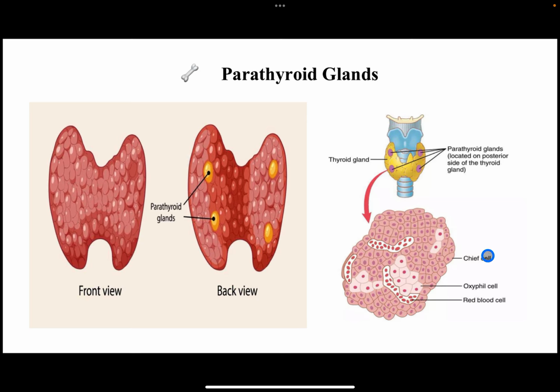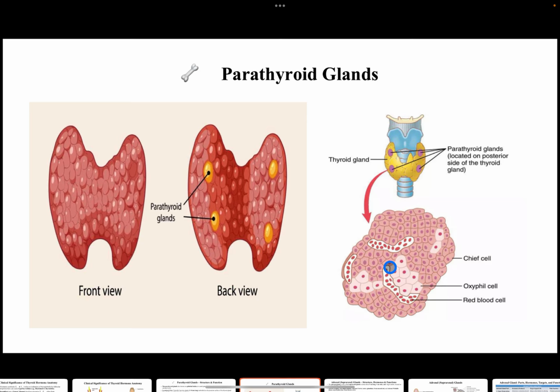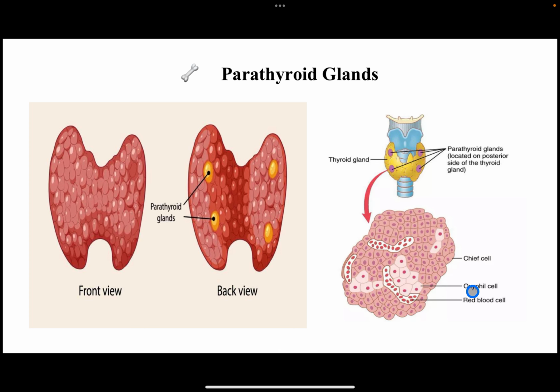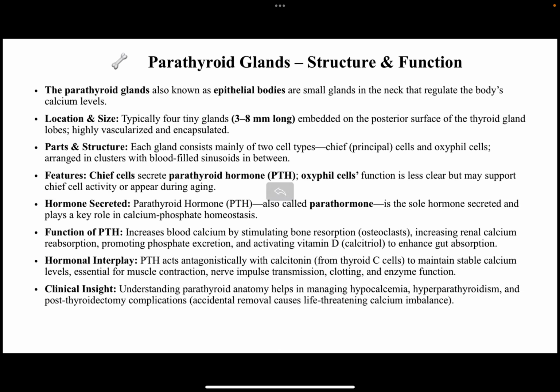So we have 2 main types of cells in the parathyroid gland, the chief cells and the oxyphil cells, and together they all help to produce the parathyroid hormone. The hormone secreted by the parathyroid gland is the parathyroid hormone. Okay, good.